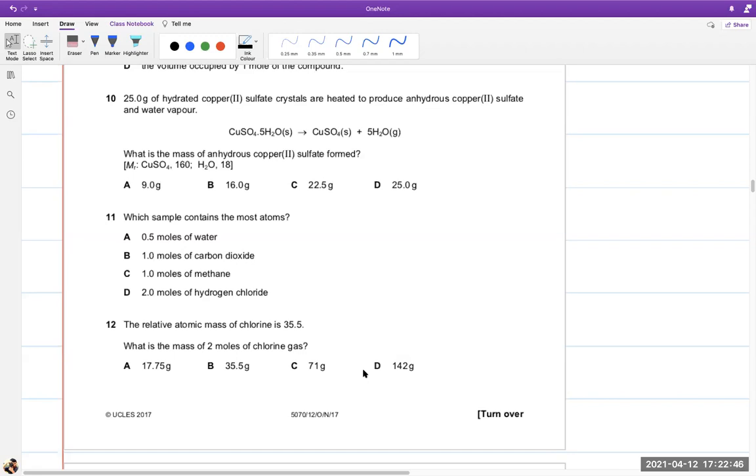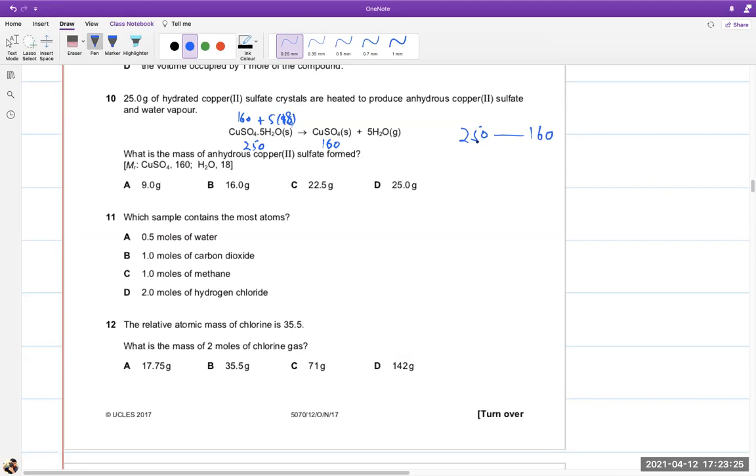All right, what is the mass of anhydrous copper 2 sulfate formed? We just have to figure out how much of this is water and how much of this is copper 2 sulfate. Now, if this is 160, that is 5 times 90. So that tells me that, sorry, not 5 times 90, 5 times 18. So 5 times 18 is 90, yeah. So this 250 becomes its Mr. And for this one, it is 160.